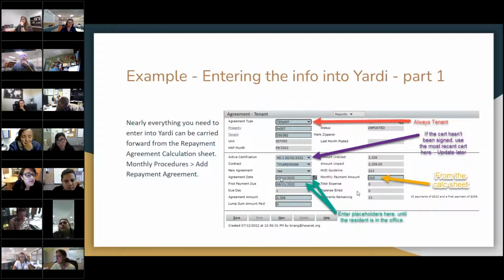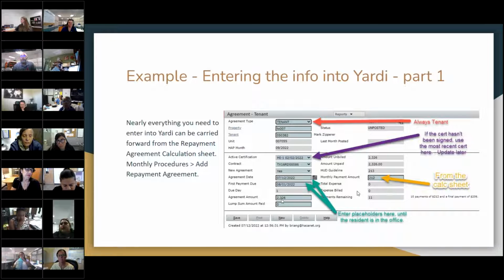The agreement date is the date that they sign it. The first payment due is August 1st. Now, when you're first entering this into Yardi, you should do this well aware of the resident coming in. These dates you're not going to necessarily know. You can have an appointment scheduled. That's great. Put that date in there. These are somewhat fluid until the resident comes in to sign it. Then we'll update it to be accurate, speaking specifically about the agreement date and first payment due.